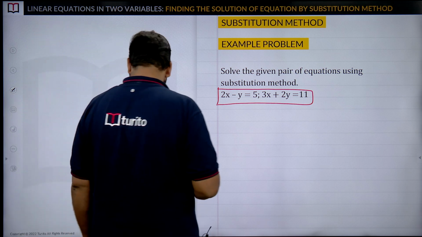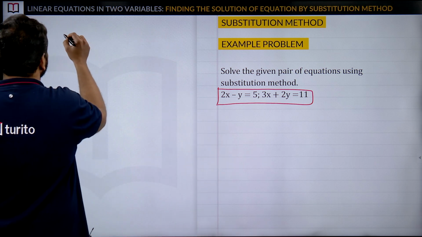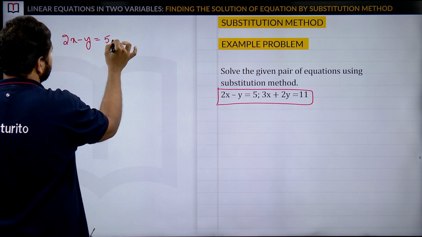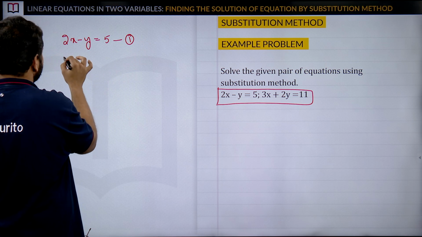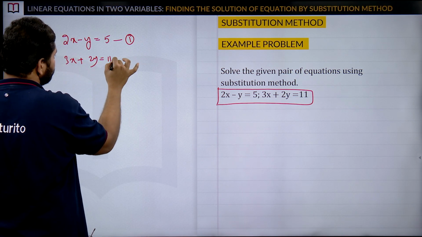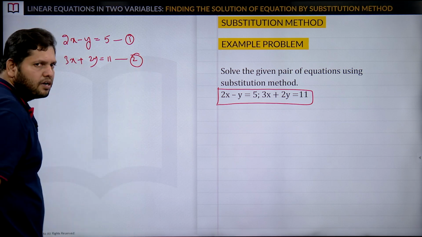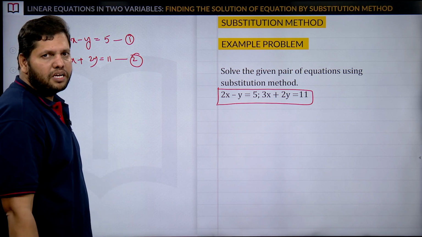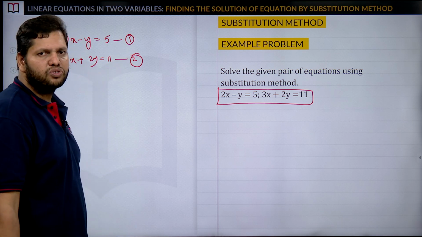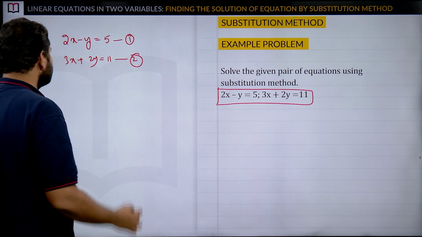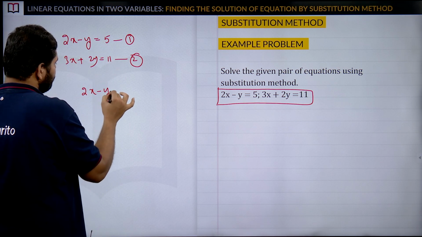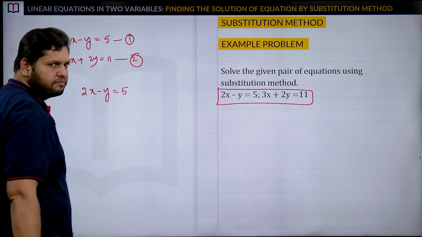First, children, you do one thing. 2x minus y is equal to 5, so take this as equation 1. 3x plus 2y is equal to 11, so take this as equation 2. Clear, children, this point? I am taking the first equation as equation 1, and I am writing this as equation 2. Now from equation 1, what am I writing, children? What is equation 1? 2x minus y is equal to 5.